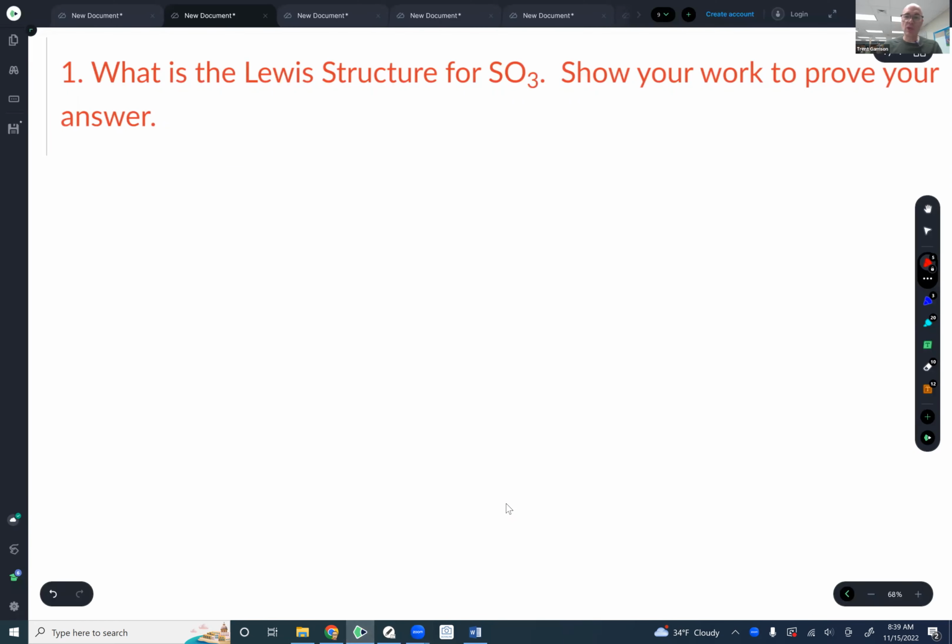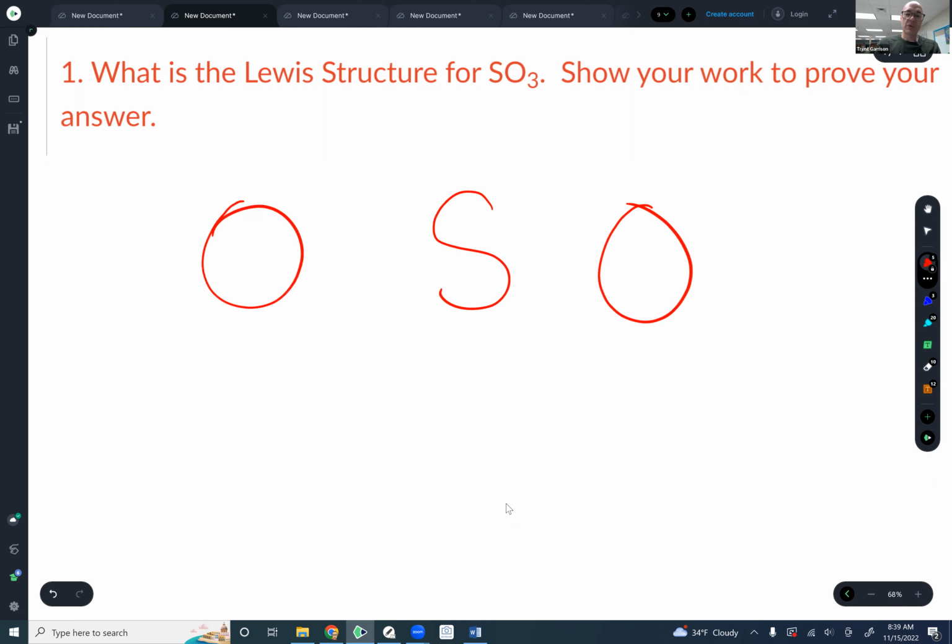I want you to draw a Lewis structure for SO3. One of the first pieces of information you have to understand about Lewis structures is that the first element is always the center of symmetry. The only time this doesn't happen is whenever it starts with hydrogen. Hydrogen will not be able to be in the middle because it only wants one bond. It wants a stable duet. Everyone else is going to want a stable octet.